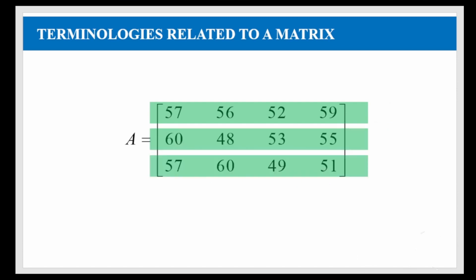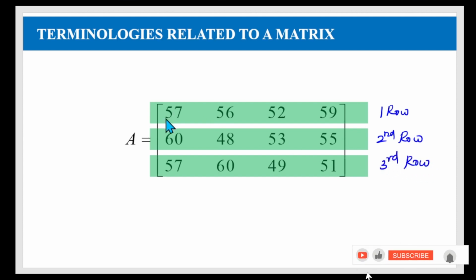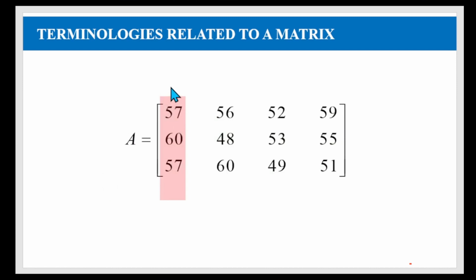In the same way, this is called what? First row. This is the second row and this is the third row. The horizontal arrangement is called what? Row. In the same way, the vertical arrangement, this is the vertical arrangement.